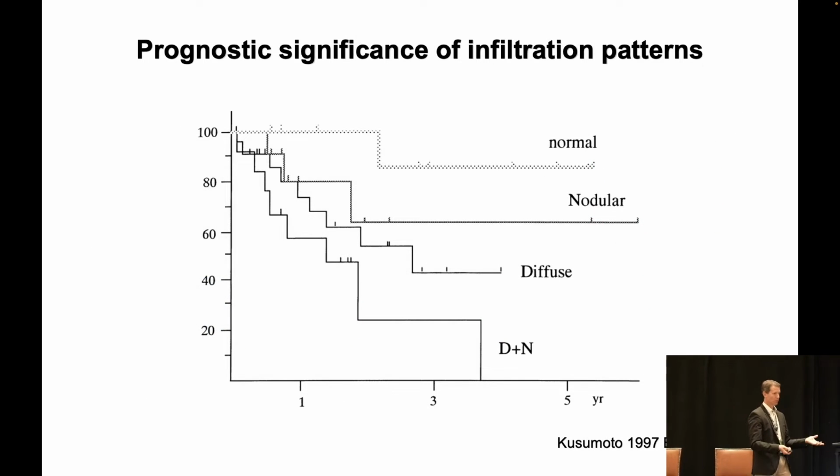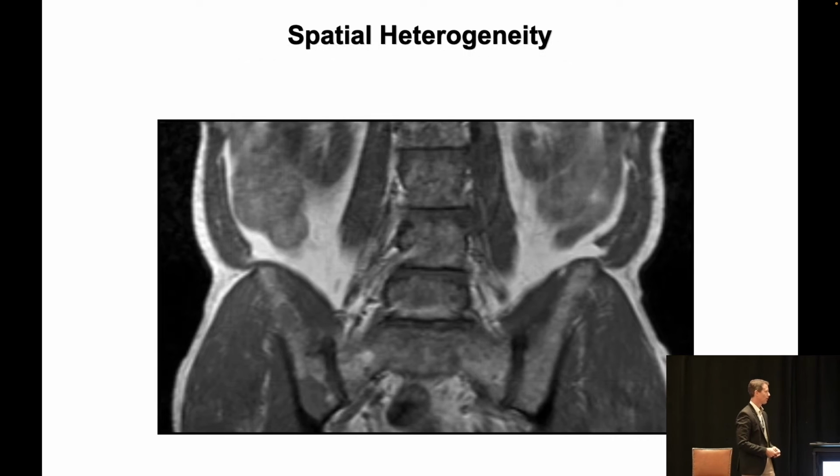There are different prognoses. The normal-looking bone marrow seems to be better because it's closer to normal. The nodular or focal lesions seem to be a bit worse from a prognostic perspective. The diffuse, even worse. It seems to be just more tumor burden. And then there's the mixed one that seems to be the worst. This is, again, very old data, but it shows there seems to be a biological background to this.